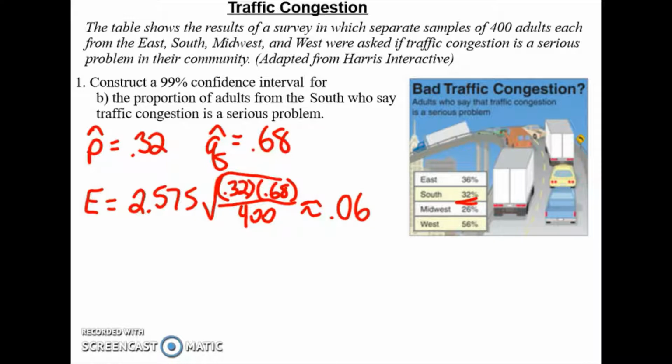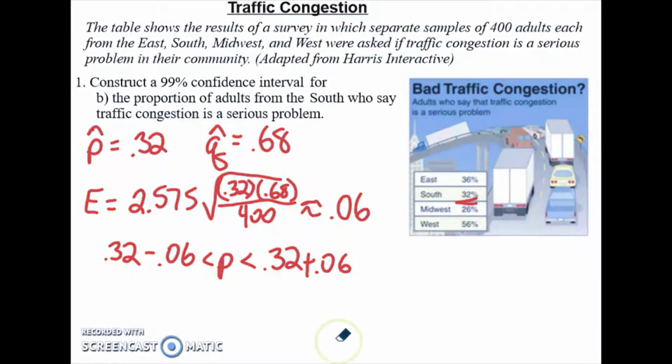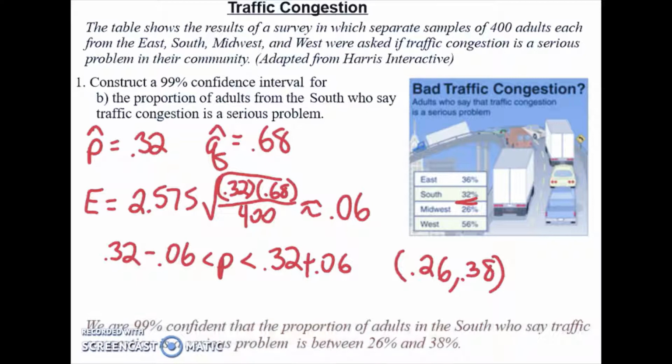So if I want to calculate my confidence interval, I'll take my p hat, 32/100ths, subtract the 6/100ths, give me my lower bound. My upper bound would be the 32/100ths plus the 6/100ths. So what we have here is a confidence interval from 26/100ths to 38/100ths. So if I want to write a sentence, what I would say is we're 99% confident the proportion of adults in the South who say traffic congestion is a serious problem is between 26 and 38%.